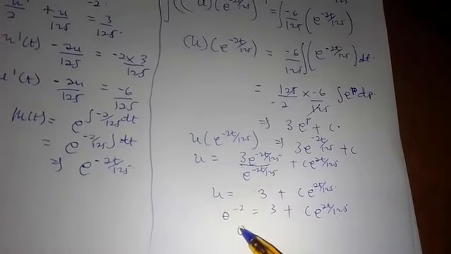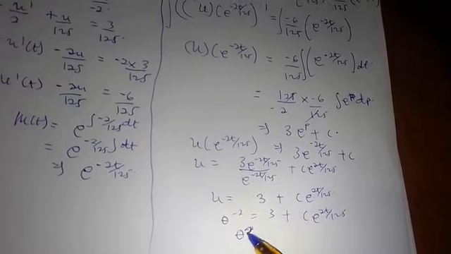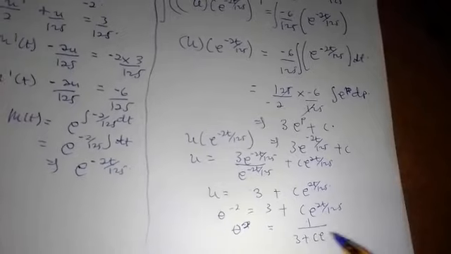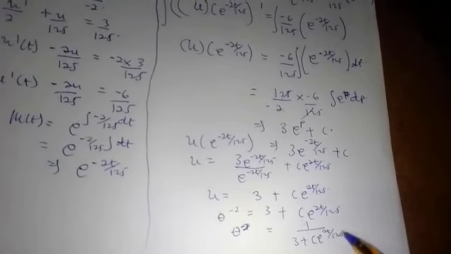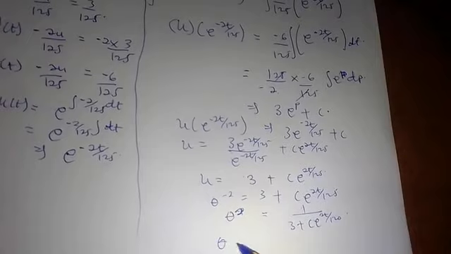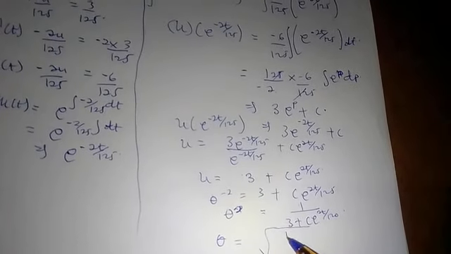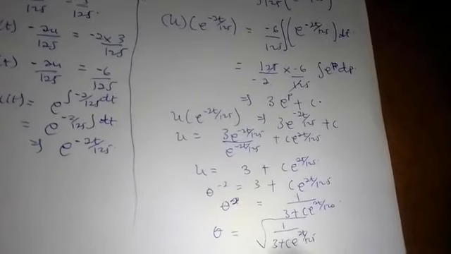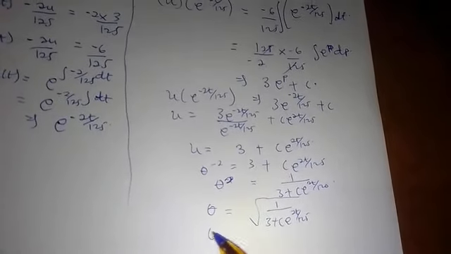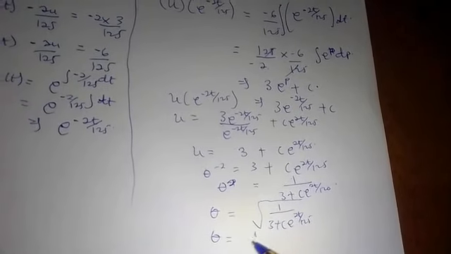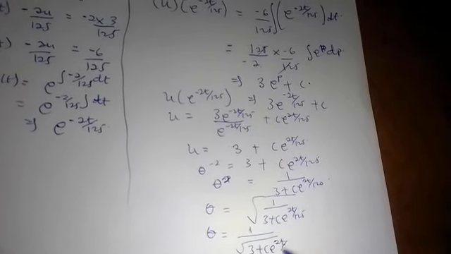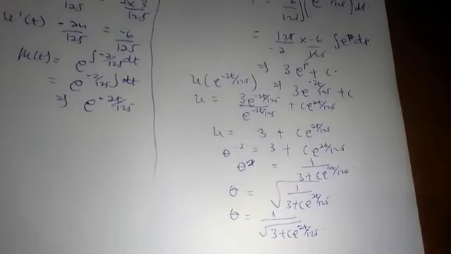Therefore, theta to the power positive 2 will rather be 1 over the expression 3 plus c multiplying e to the power 2t over 125. So theta will then be equal to the square root of the expression 1 over 3 plus c e to the power 2t over 125. And we know that the square root of 1 is 1, so theta is simply 1 over the expression square root of 3 plus c e to the power 2t over 125. So this is simply the answer for this Bernoulli's equation I have here.